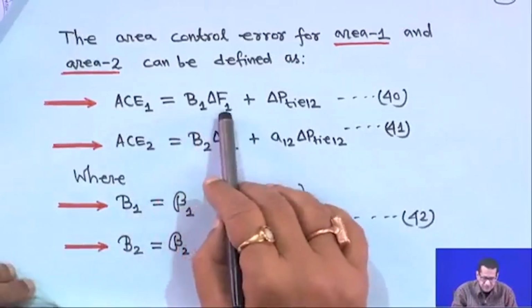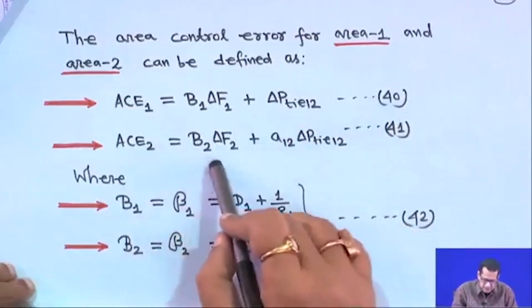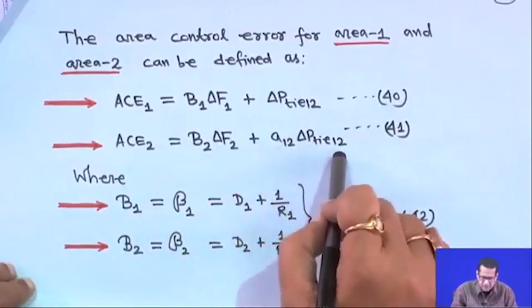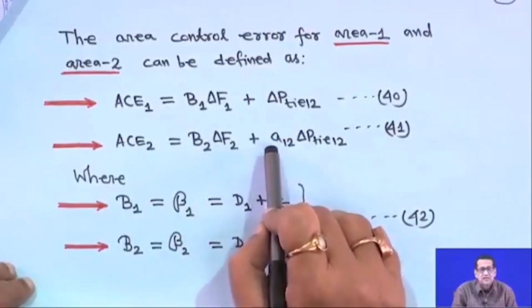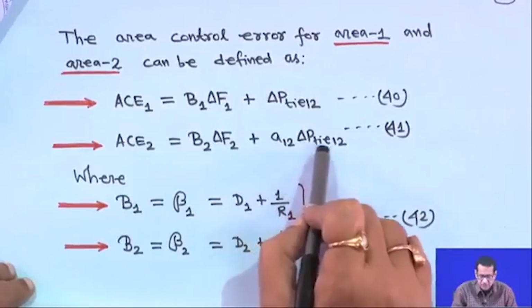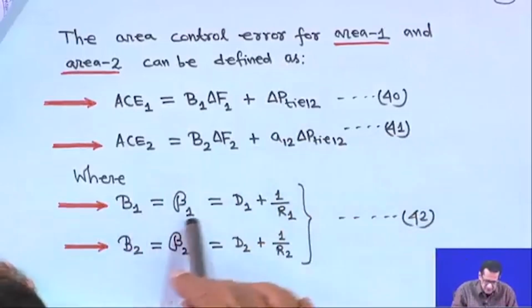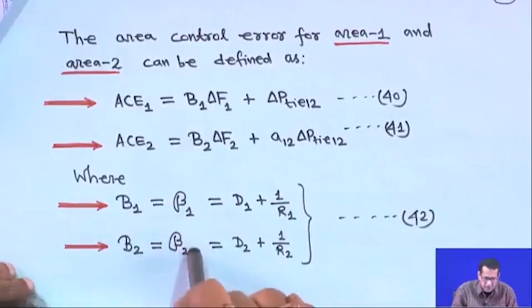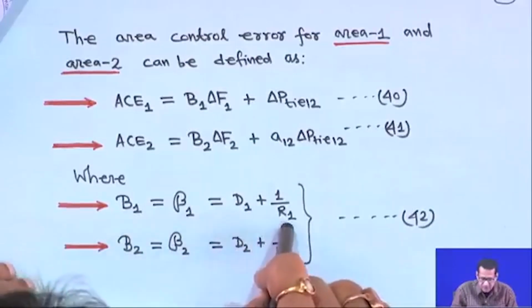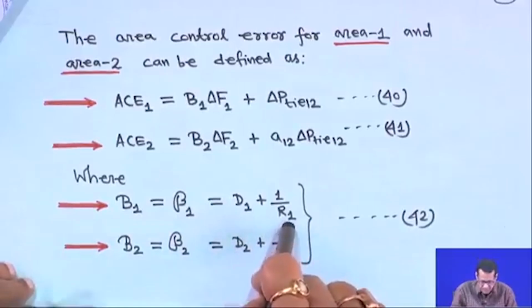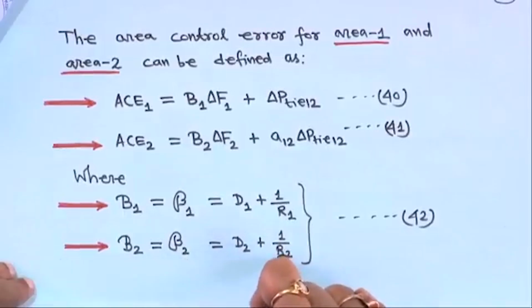So, ACE1 is equal to B1 delta F1 plus delta P tie 1 2, this is equation 40, and ACE2 is equal to B2 delta F2 plus A12 delta P tie 1 2, because it is B2 delta F2 plus delta P tie 2 1, and delta P tie 2 1 is equal to A12 into delta P tie 1 2, which we have seen before. Where B1, which is beta 1, and B2, beta 2, are the frequency response characteristics: B1 equals beta 1 equals D1 plus 1 upon R1 for area 1, and B2 equals beta 2 equals D2 plus 1 upon R2 for area 2.